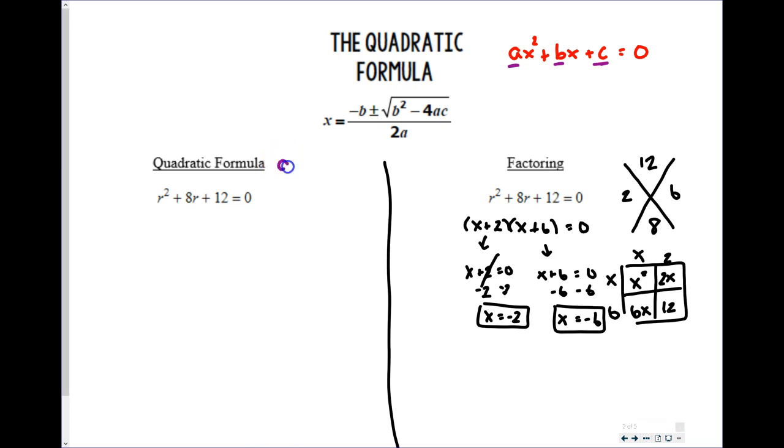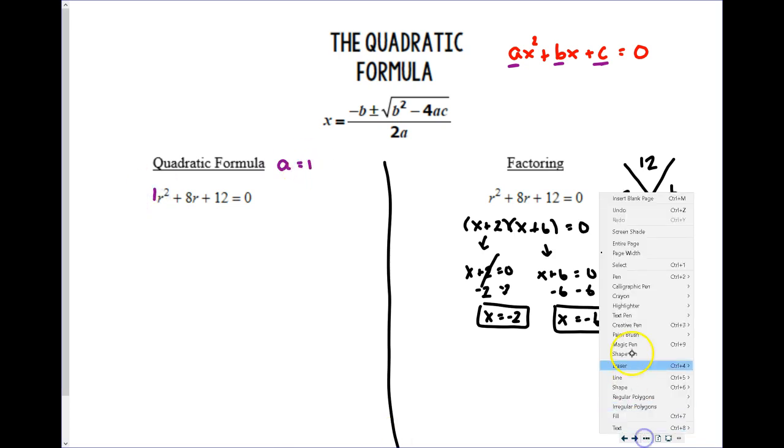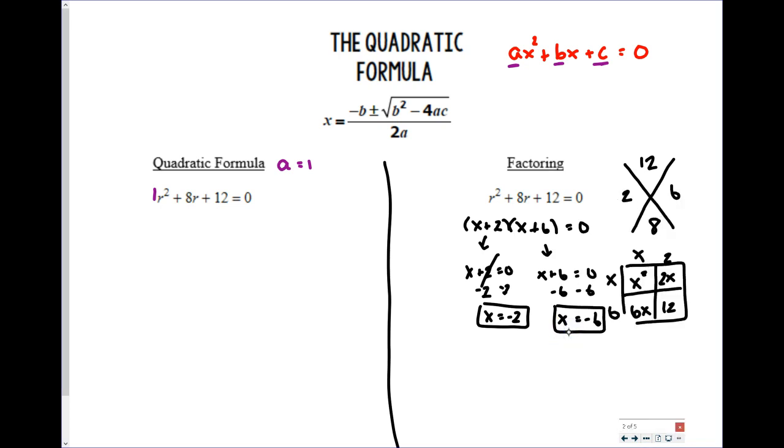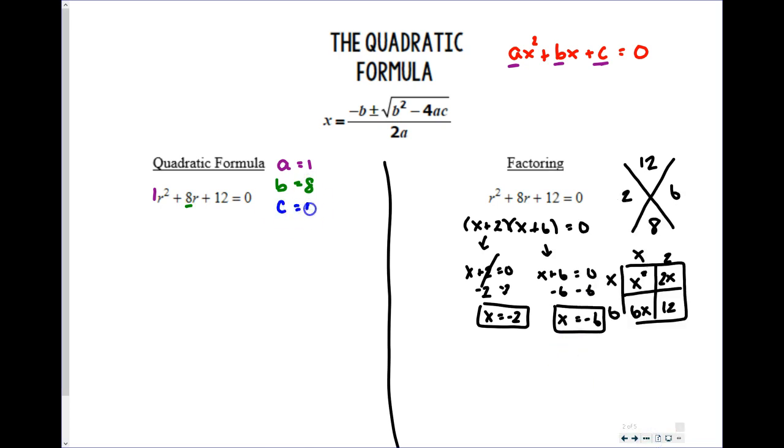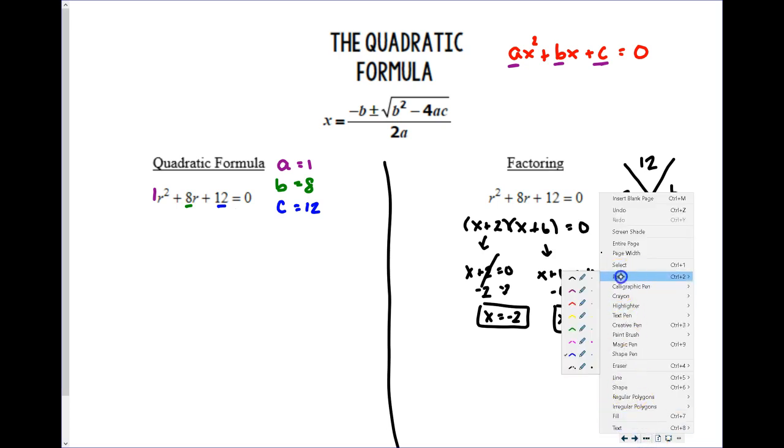So a in this equation is going to be that invisible 1. A is 1. B, I'm going to use different colors to show you. B is going to be 8, and then C is going to be 12. Okay, that's this right here. A, B, and C. I would always label these so you have them for reference. Now we're going to take them and plug them in.